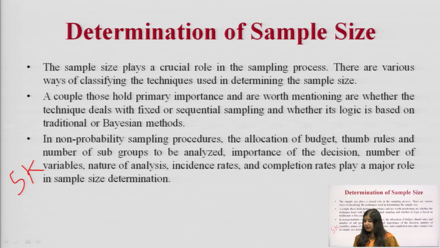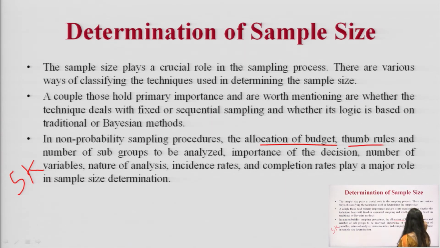And in non-probability sampling, the procedure involves allotment of the budget, thumb rule, and the number of subgroups to be analyzed. It is a very important decision that the number of variables, the nature of the analysis, the incidence rate or your completion rate play an important role in determining your sample size. After determining the sample size, there are a few important factors in determining the sample size. First is your budget, how much funds are available.